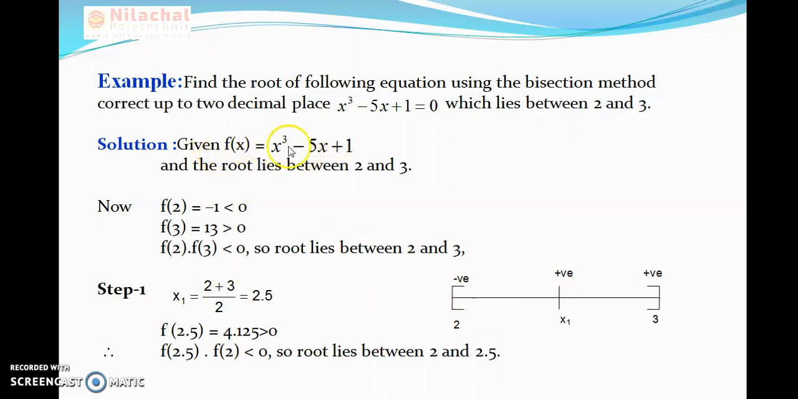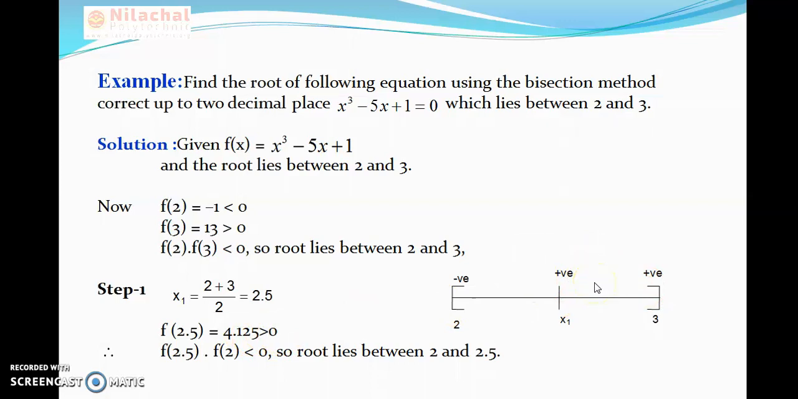Okay, so we'll check whether this is positive or negative. So f of 2.5, this is your 2.5, we will apply here in place of x. So it gives 4.125, which is a positive value. So we write it's positive.